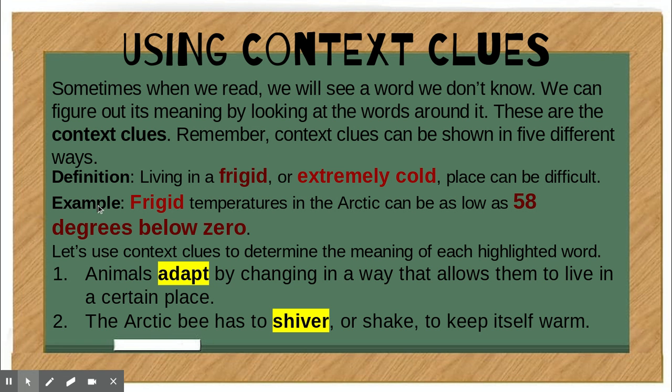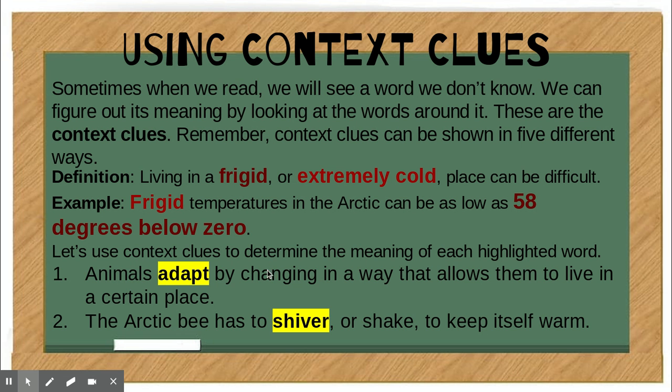Another one is used as an example. The same word frigid: temperatures in the Arctic can be as low as 58 degrees below zero. Frigid in an example means degrees below zero, 58 degrees below zero. They're letting you know how low the temperature was by giving you an example of that temperature.